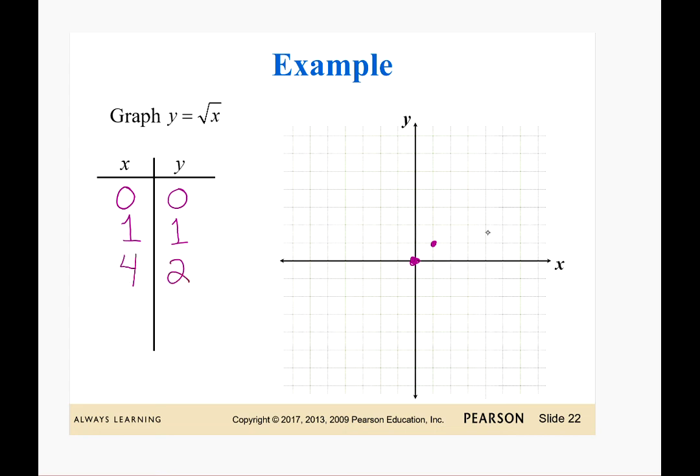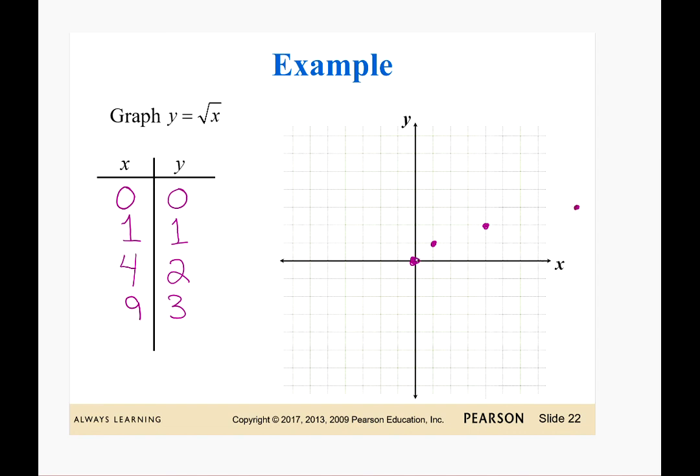So 1, 2, 3, 4, 1, 2. And if you wanted to do one more point, the next perfect square after 4 is 9, right? 9 is 3 squared. So 1, 2, 3, 4, 5, 6, 7, 8, 9 would be way out here, and then 3.